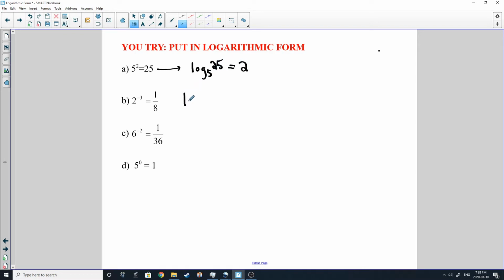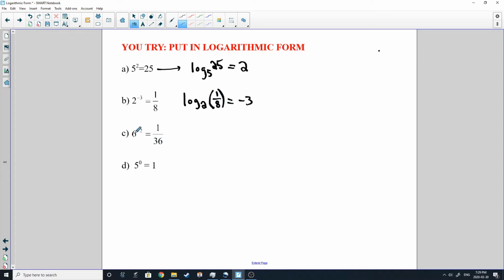Now this one looks a little bit trickier. So once again, the base is 2. We're going to write a 2 down there. Now the exponent becomes the answer, so that'll be -3. And now the old answer becomes the argument. And we can use some brackets around here. We don't have to, it's optional. But here we go. So we got 2 to the power of -3 is 1 over 8.